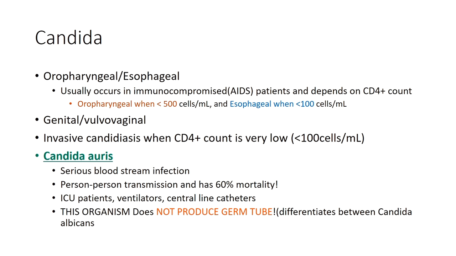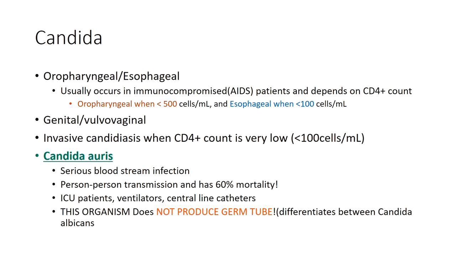Another organism found within the Candida group, so that above was Candida albicans that we've talked about so far, but this is a new guy. This is known as Candida auris. And this can cause a serious bloodstream infection. It's person-to-person transmission and 60% mortality. So you need to be paying attention when this person has a diagnosis of this. Usually you find it in ICU patients, ventilator patients, and central line catheters.